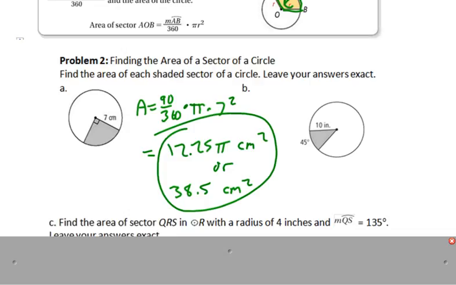So we're still using that formula for area of a circle, but we're taking a fraction of it. All right, letter B, we're given the arc angle would be 45 degrees. So area would be 45, I think that's going to be 1/8. 45 over 360. You can always reduce those to make it easier on yourself. We are multiplying it by pi, and then we're multiplying it by the radius squared, which would be 10 squared or 100. So I am going to do that 100 there, times 45 over 360. So that gets you to 12.5 pi inches squared.